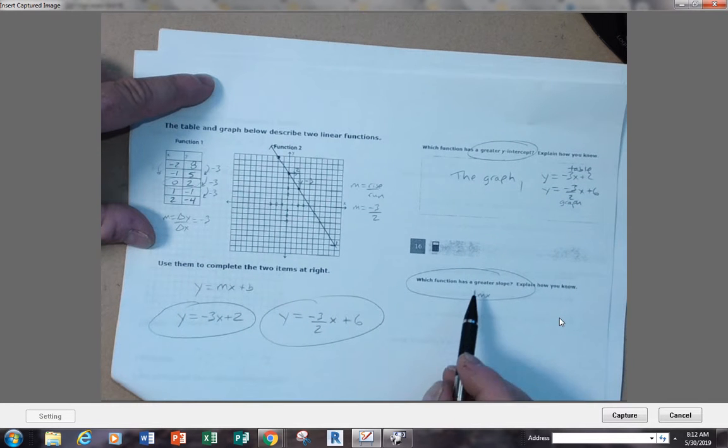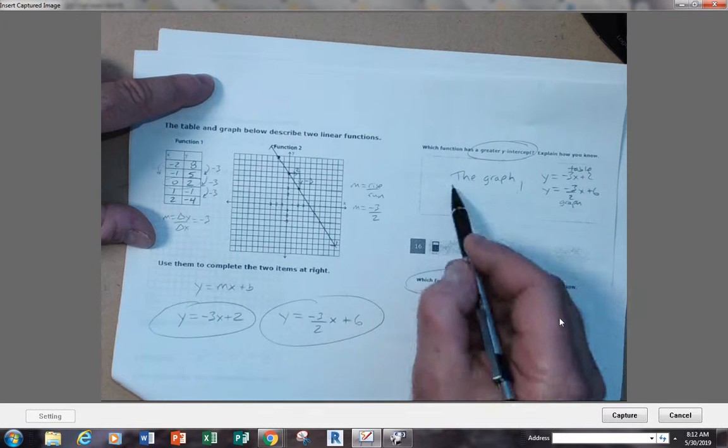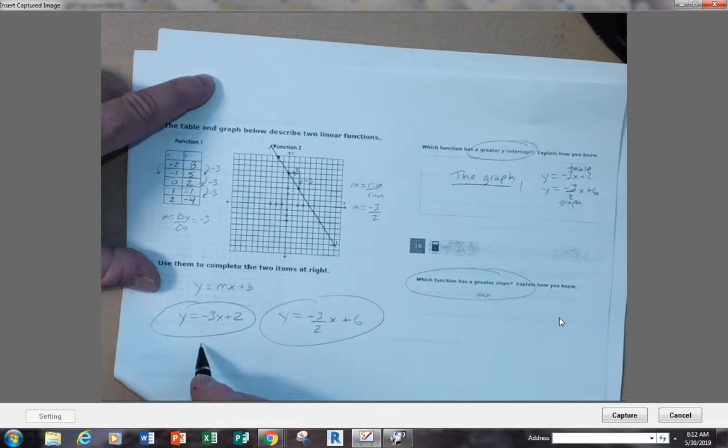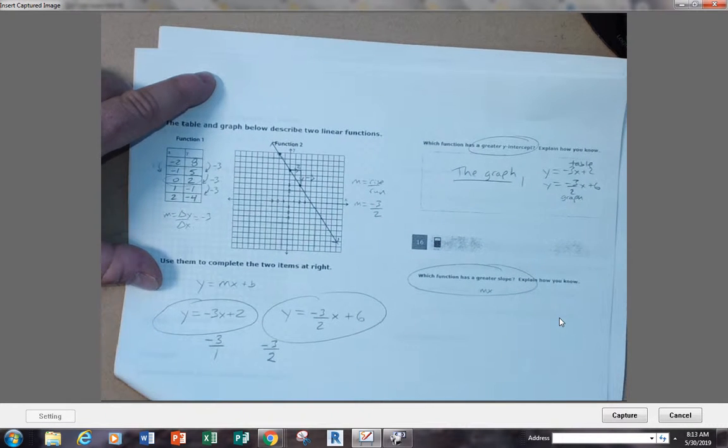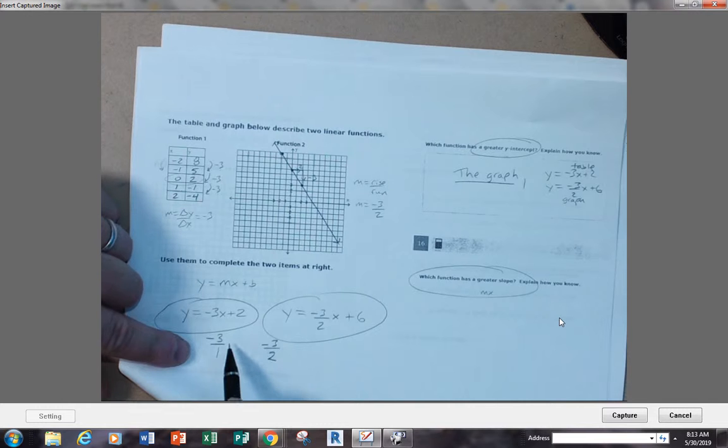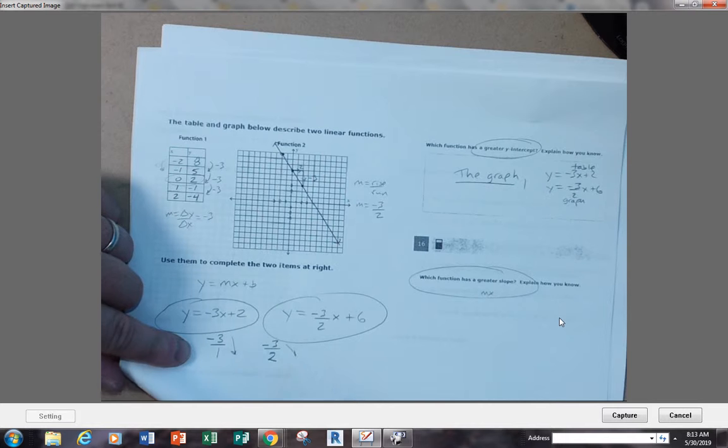And then the next problem, which one has a greater slope? And you can see this is a little trickier one. This one is -3 over 1. This is -3 over 2. Be real careful, this is tricky. This one is actually going down steeper than this one by the slightest little bit.